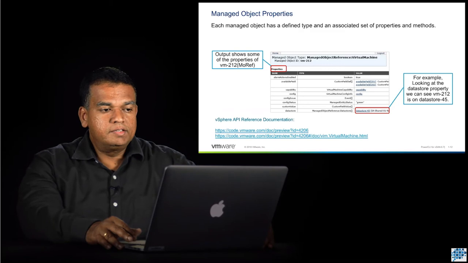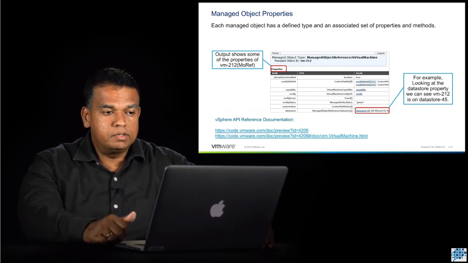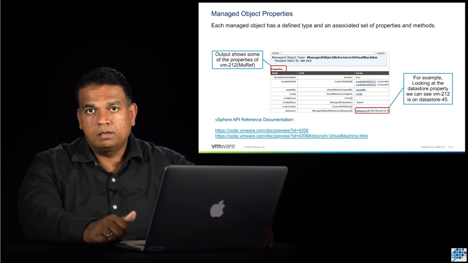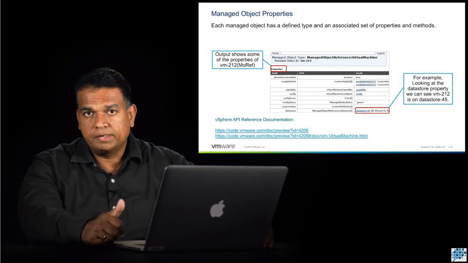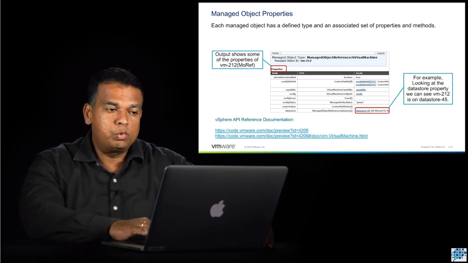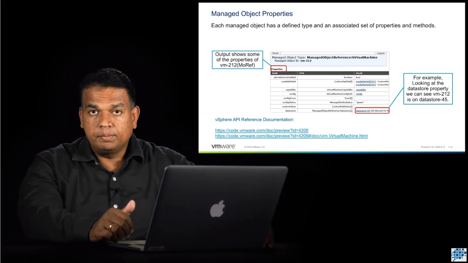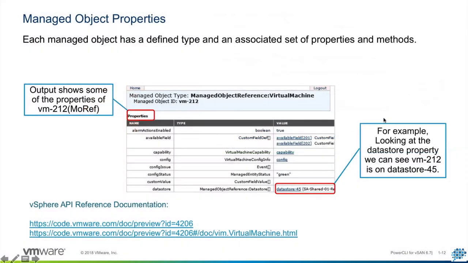In this slide, we are going to see the properties of an actual managed object, which is a virtual machine. We are looking in the managed object browser, at the properties of this virtual machine, whose managed object ID is VM212. This is basically the managed object ID of that particular virtual machine, and we are looking at its various properties.